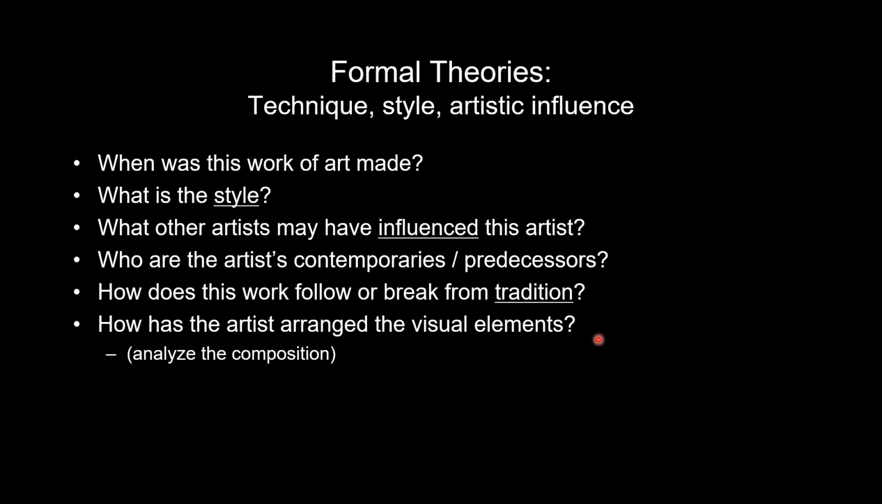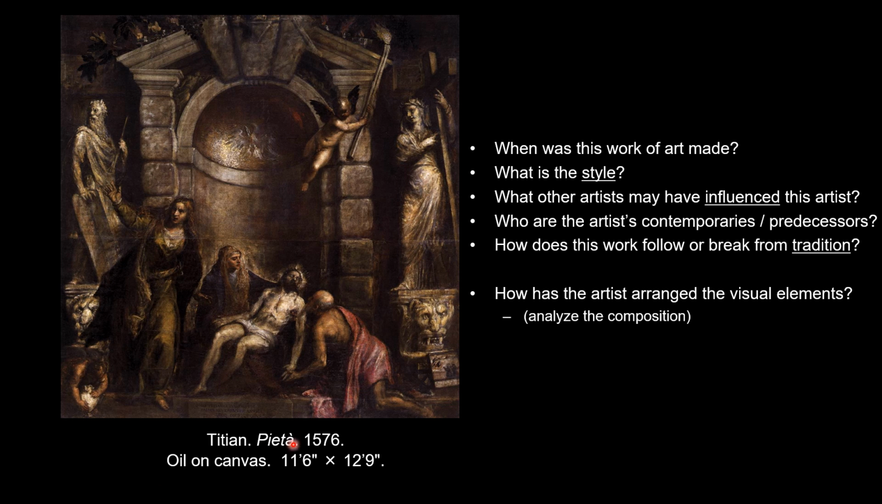And then it also involves something that you wouldn't necessarily have to have an art historical background for, the visual elements, thinking about what we learn in chapters 3 and 4 about color and composition and line and focal point. So let's apply these theories to this work of art.